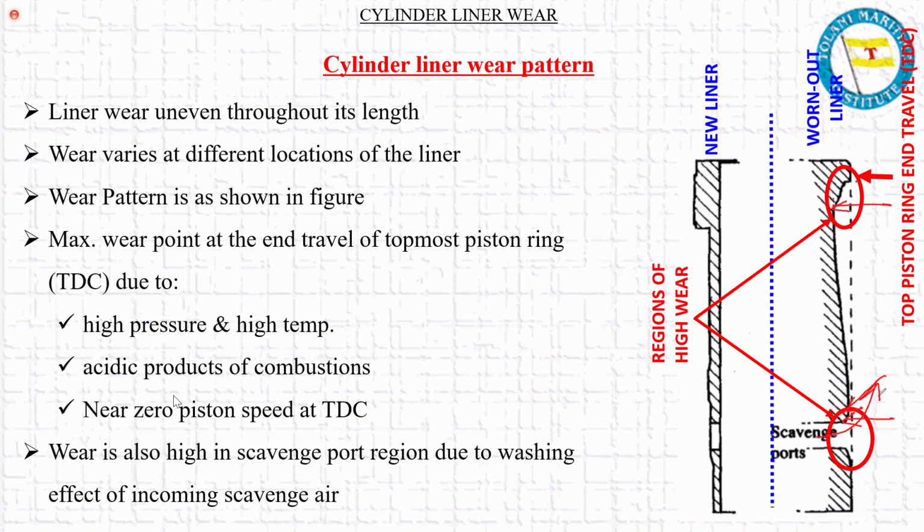Here the wear does not increase because of the high temperature, because there is no high temperature. Here the wear increases because of the high combustion load, high load, and high temperature, and high acidic content. तीन चीजों की वजह से यहाँ पे आपका wear increase हो जाता है टॉप में. So this is the wear pattern which you are going to get close to the TDC.